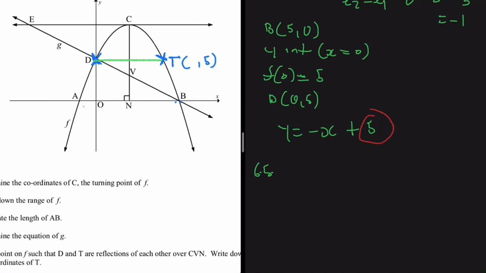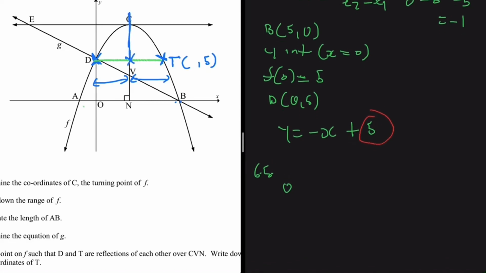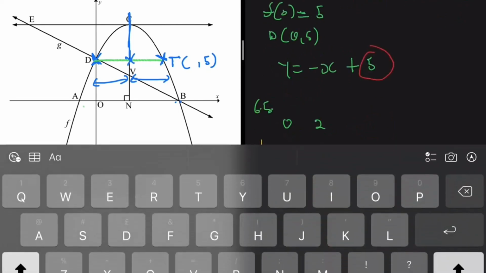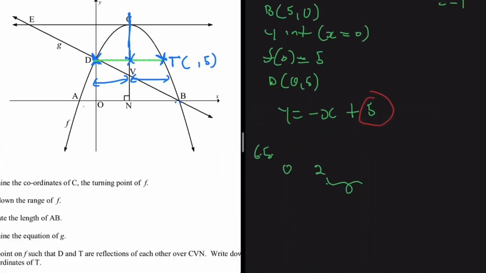If it's a reflection over the axis of symmetry, then the distance between D and the axis should be the same as the distance between the axis and our point T. So what is the distance between D and the axis? We know the x value of D is 0, right? And then we can find the distance here by using the x value of our turning point. The x value of our turning point is 2, right? So from D to the axis is 2 units. Then from the axis to T, it will also be 2 units, right?